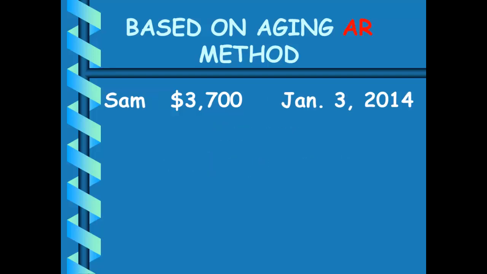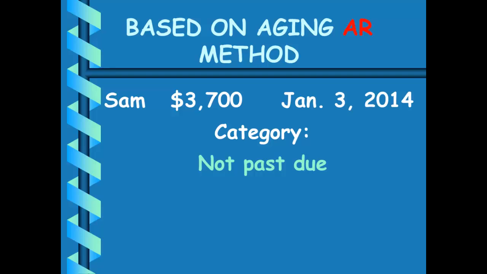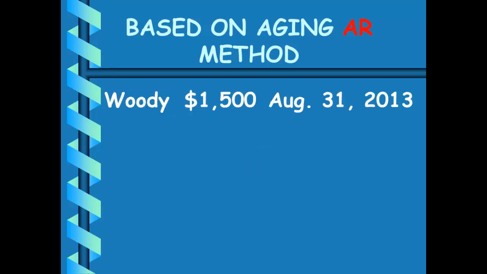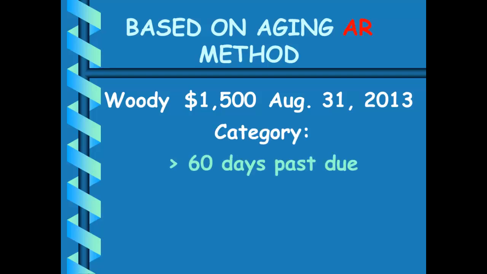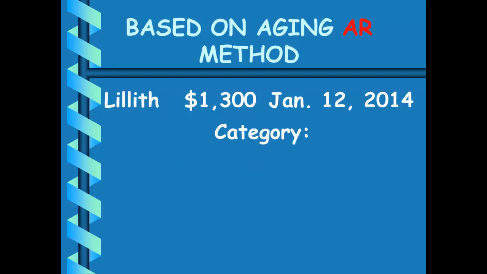Sam owes me $3,700. It's due on January 3rd of next year. What category would it go in? Not past due, and that's also called current. Woody owes me $1,500, due on August 31st. It is December 31st. What category would it go in? More than 60. Finally, Lilith owes me $1,300, due on January 12th next year. What category does it go in? Not past due, or current.